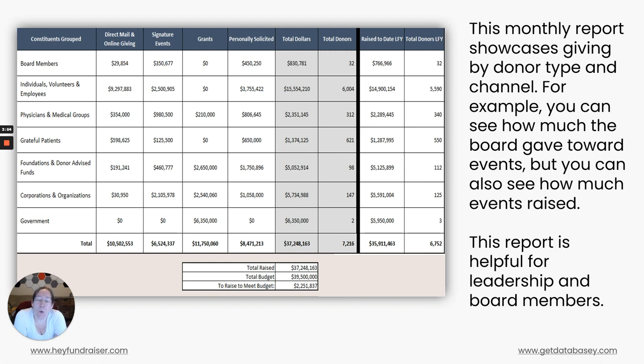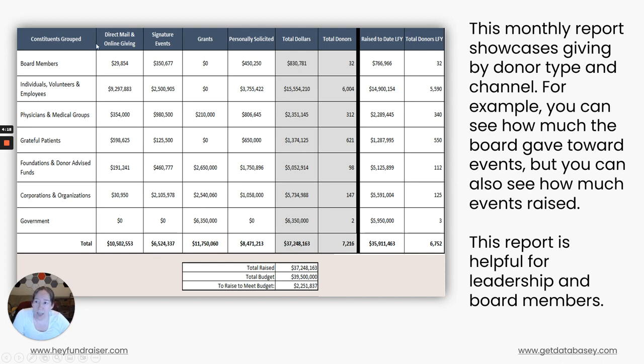So this is a board report for a hospital system in New Jersey. And we built this for them because they really wanted their board to have just a layer deeper understanding of how money is coming in and who's giving. So it looks very simple, but there's a lot happening on this report.